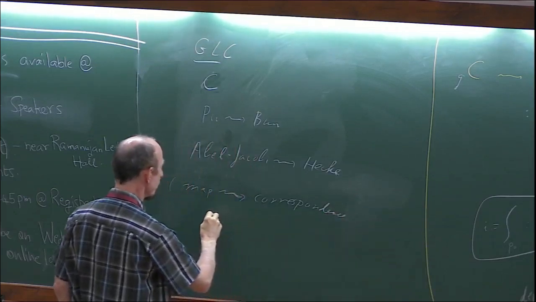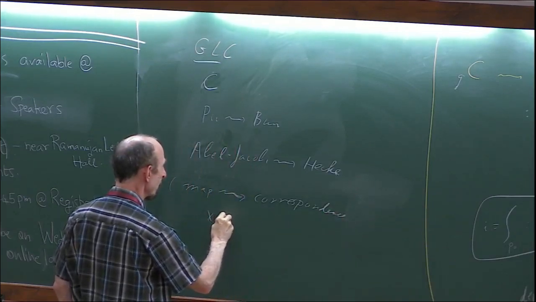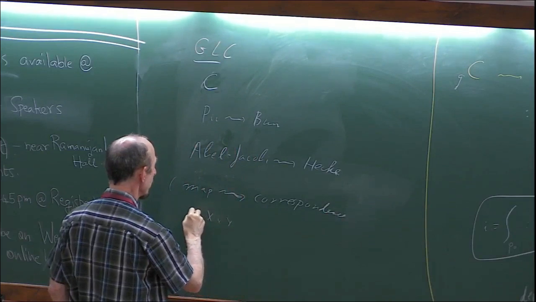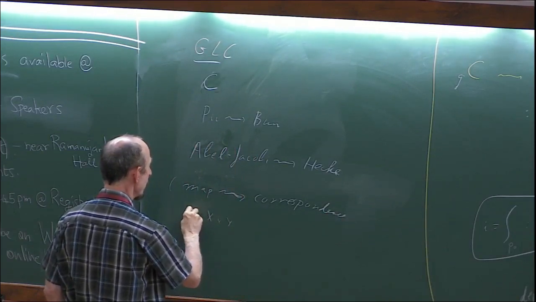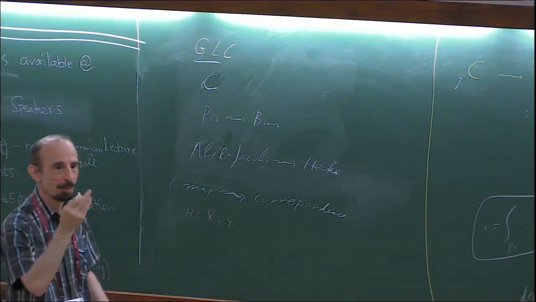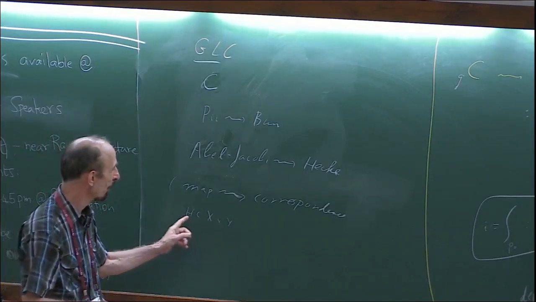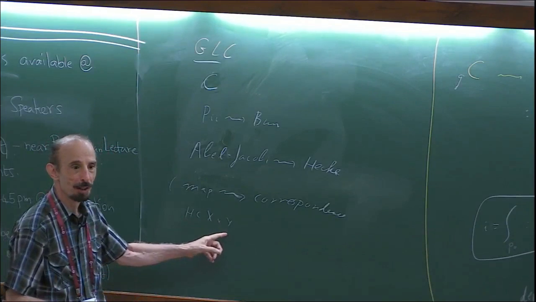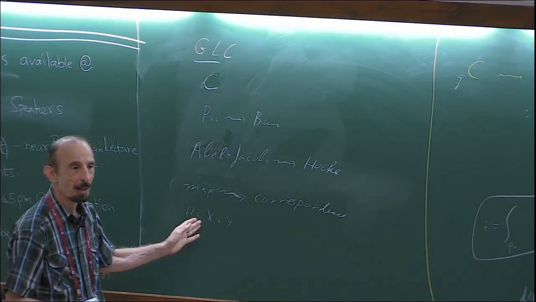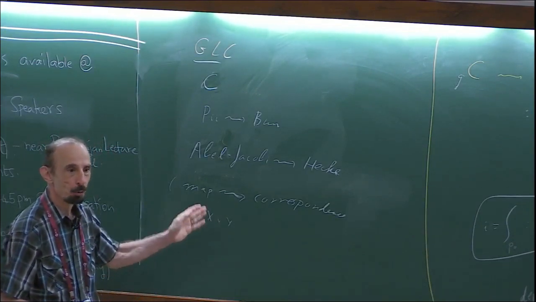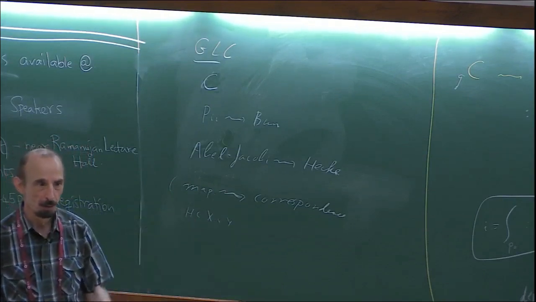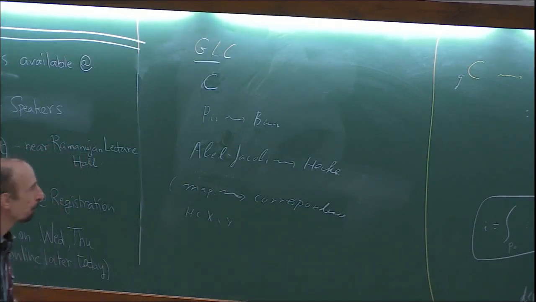A correspondence between X and Y means a subspace, scheme, stack, whatever structures these are, a sub-object of the product is called a correspondence. You might want to require that the projections in both directions are proper, or at least in one direction should be proper.